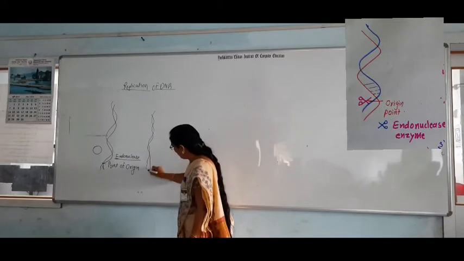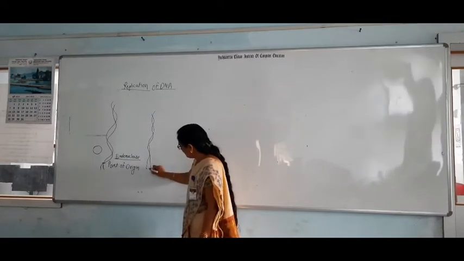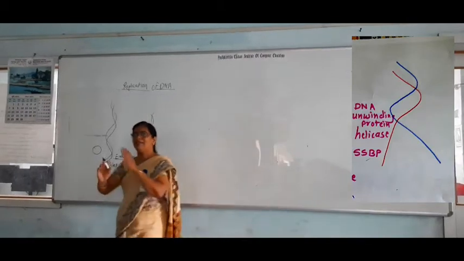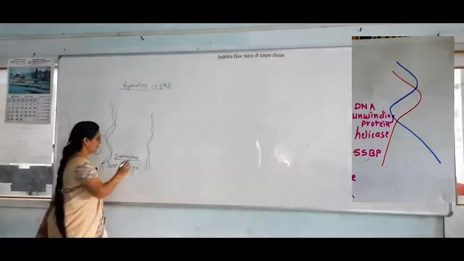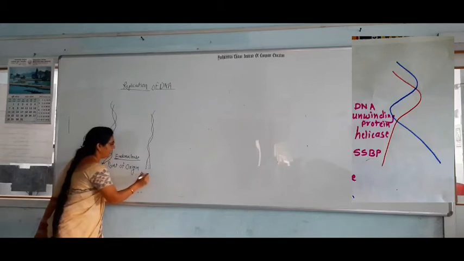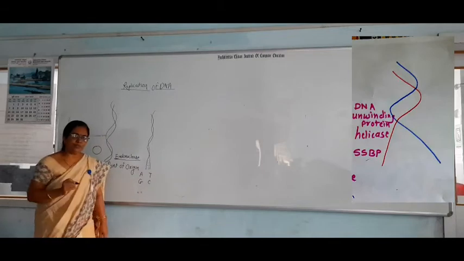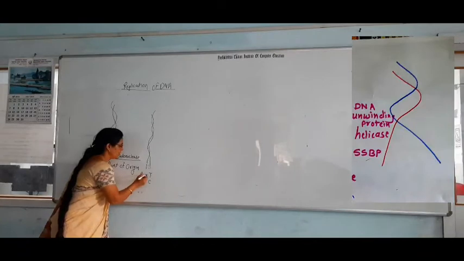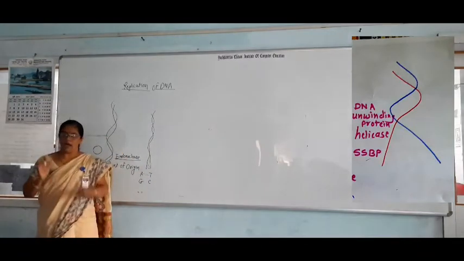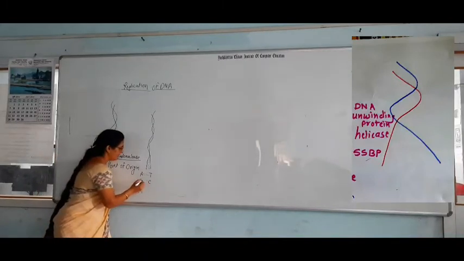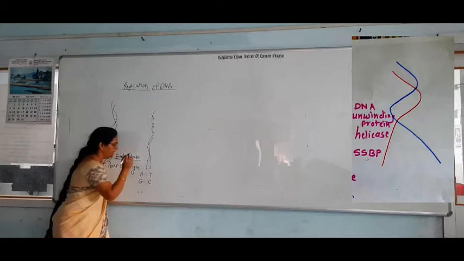This DNA, with the help of that endonuclease enzyme, also breaks the weak hydrogen bonds which are present between these two strands. You know that weak hydrogen bonds are present between A, T, G and C. How many weak hydrogen bonds are present between A and T? Two weak hydrogen bonds are present between A and T. And how many between G and C? Three weak hydrogen bonds are present between G and C.